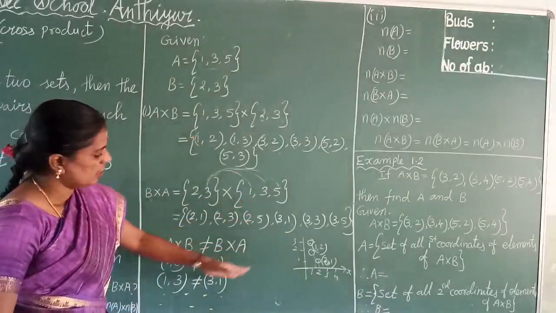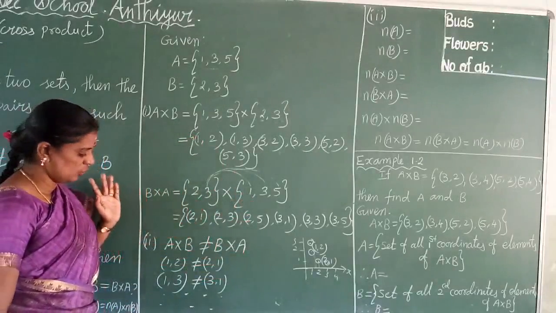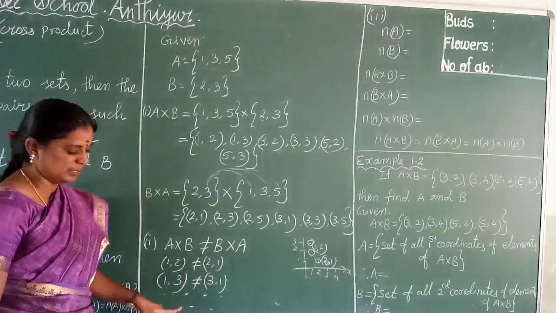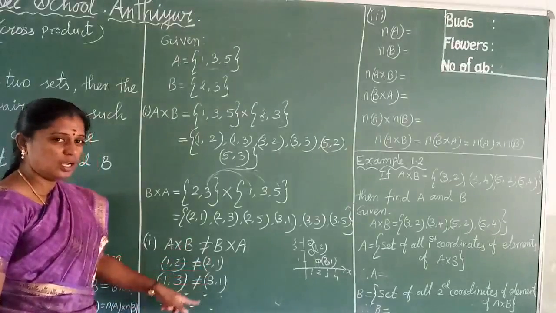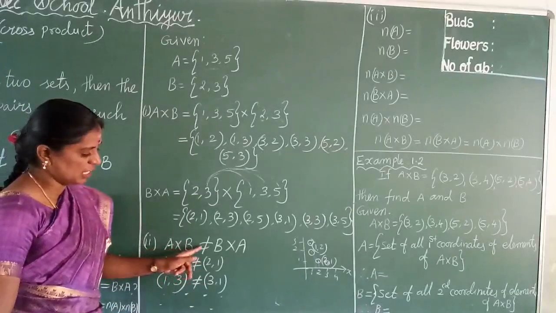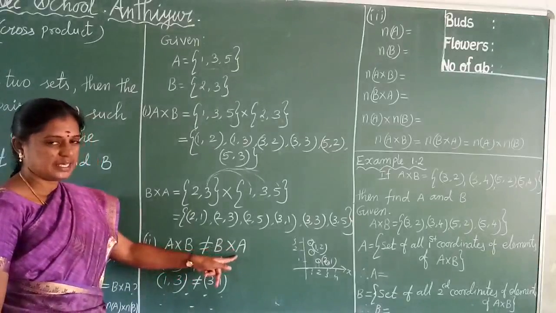So like that, all elements are not equal. You should write any two elements. So the remaining all elements are also not equal. Therefore A cross B is not equal to B cross A.